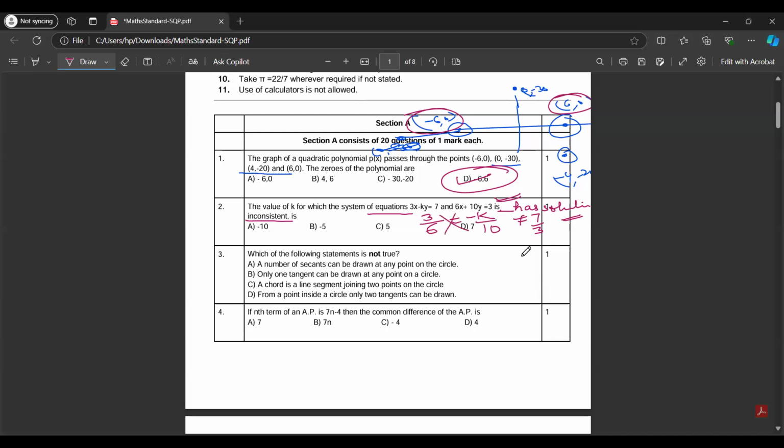Okay, okay. Ma'am, is it -5? So 3 by 6 is equal to minus k by 10 is not equal to 7 by minus 5. Right? Now cross multiply. Minus k will be equal to 10 into 3 by 6, minus 5. Clear, beta?